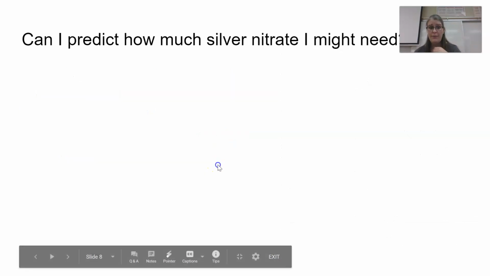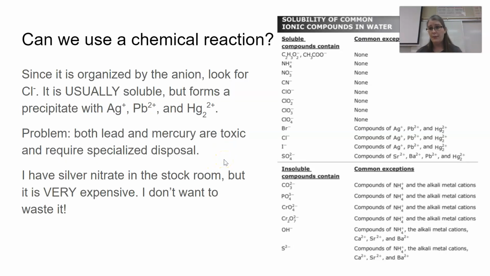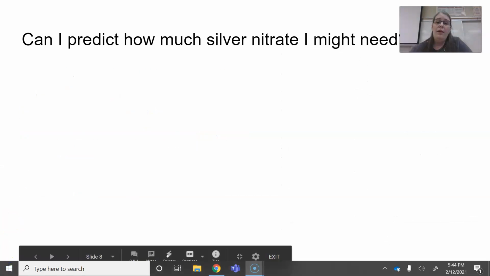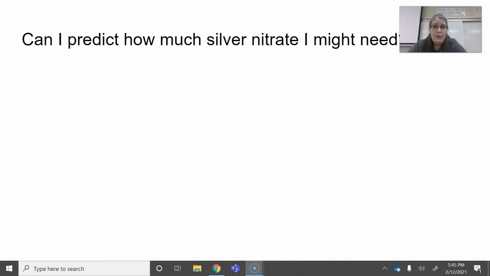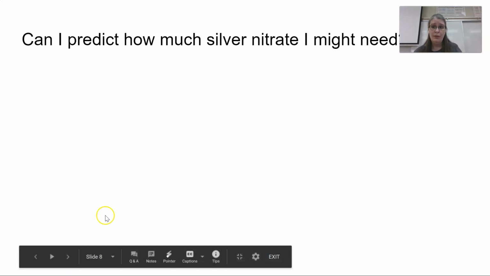I do have silver nitrate in the stockroom, but the problem is it's really expensive, and I don't want to waste it. So is there a way that I could maybe predict how much silver nitrate I need so that I don't put a bunch of extra in and waste an expensive chemical?